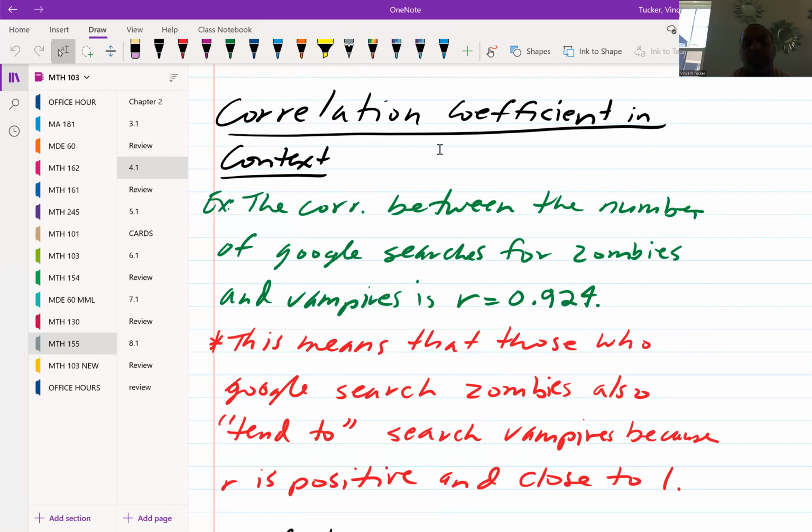Because it's 0.924, which is once again very high, close to 1, and positive, it means that those who search zombies normally tend to search vampires. If it was negative 0.924, that would suggest those who search zombies do not search vampires.